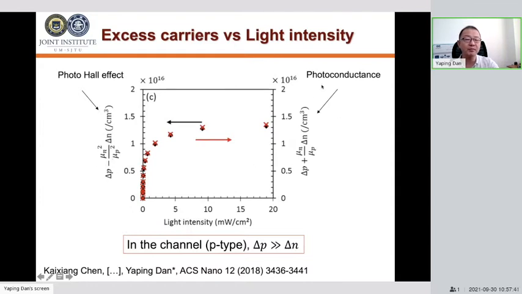For photoconductor measurements, because electrons and holes both contribute to photoconductivity, we can measure mu p delta p plus mu n delta n. Surprisingly, the results of these two equations are almost the same, although one side is plus and the other side is minus.